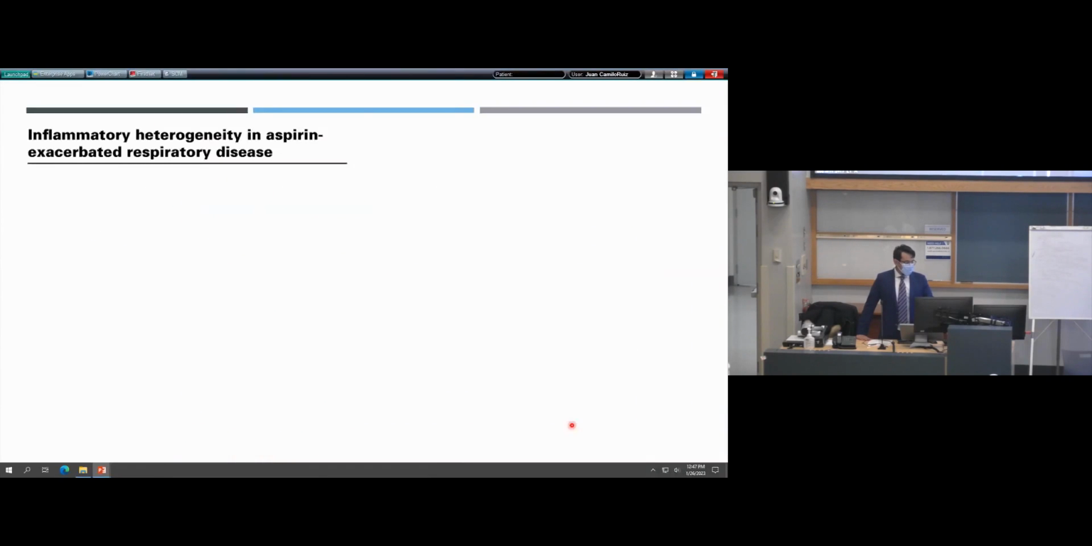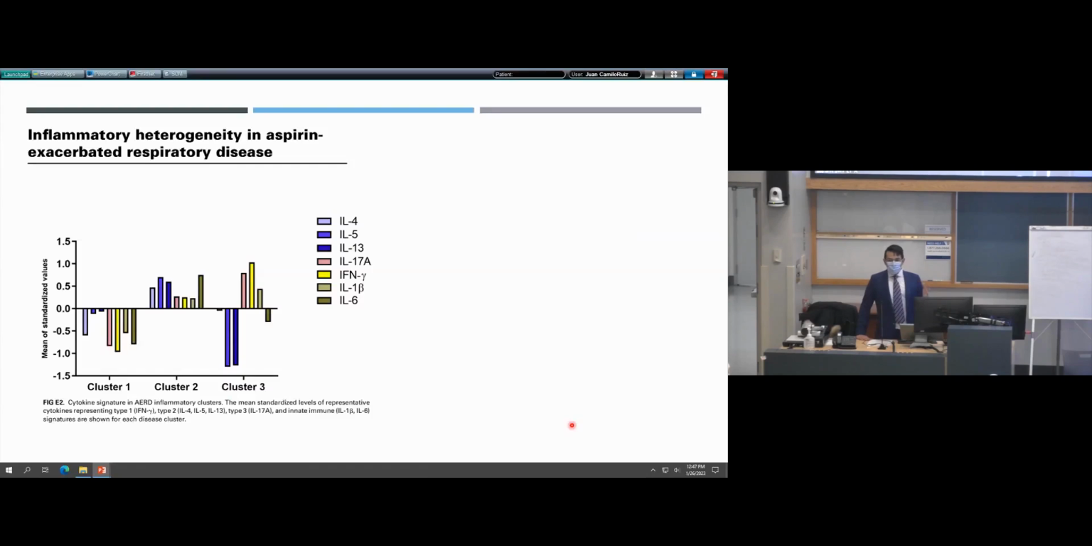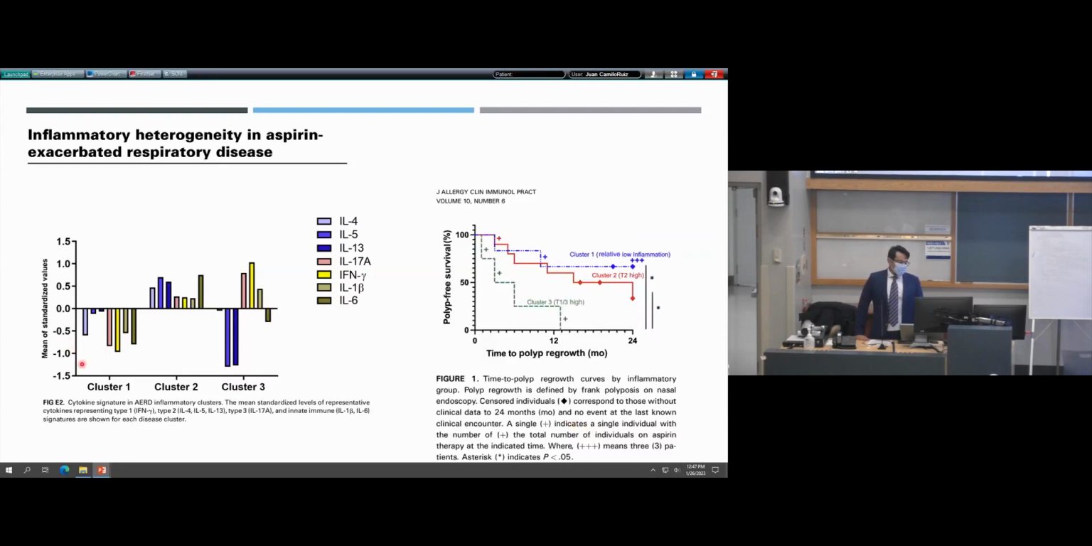The last thing I want to say is there's a lot of heterogeneity in diseases that we thought we understood well. I've been telling you this whole talk that this is a Th2 disease. I've been talking about eosinophils, mast cells, IgE. But in this study, they looked at clusters of cytokine signatures. And what they were able to find is that different clusters of cytokine signatures have different prognosis. So they found a cluster of patients with NERD that had low cytokine signals all around.